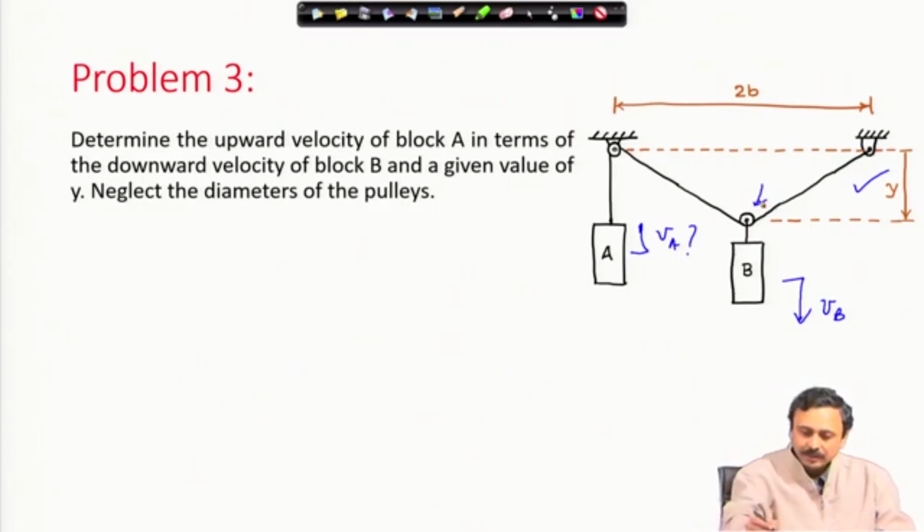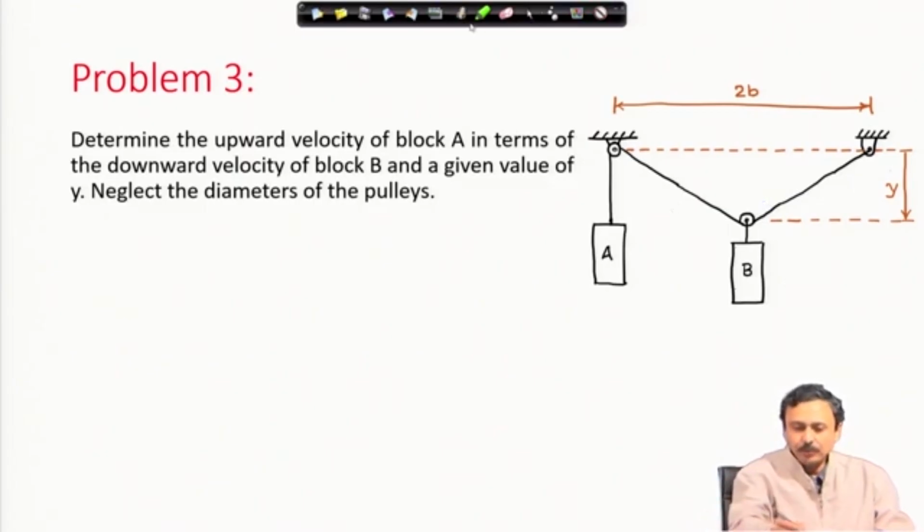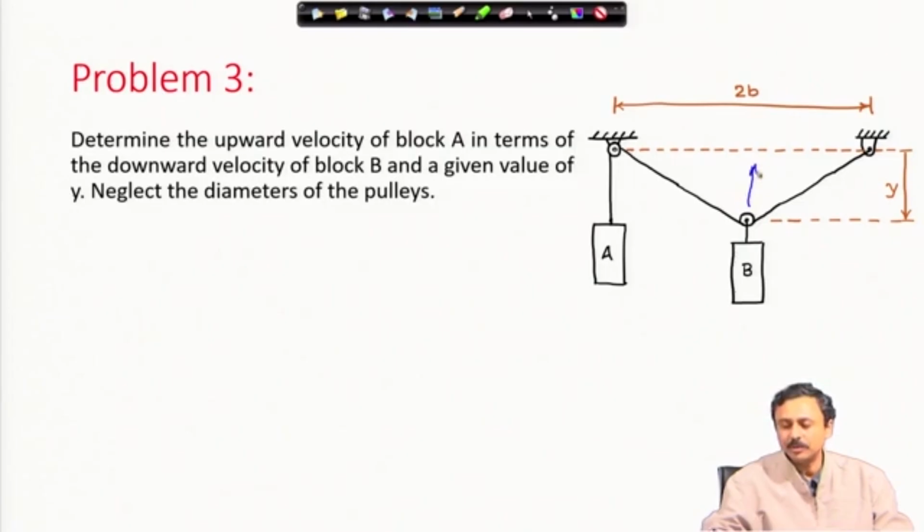Now, notice one thing in this problem. Block B will always remain at the center of this span of the string. Therefore, the motion of block B will be only in the vertical direction. It cannot move sideways. It will always remain at the lowest position, because this is an inextensible string, so the lowest position will always be at the center.